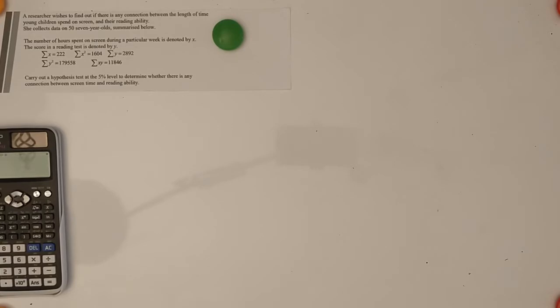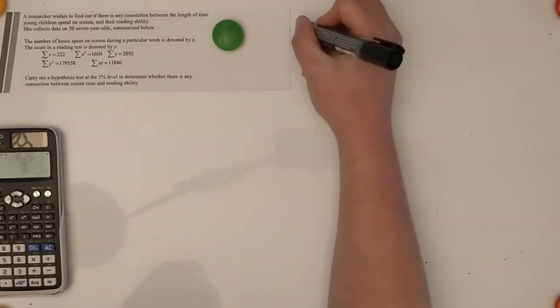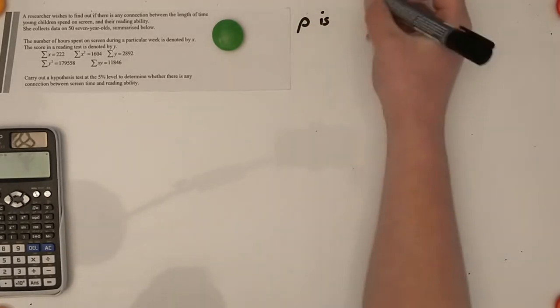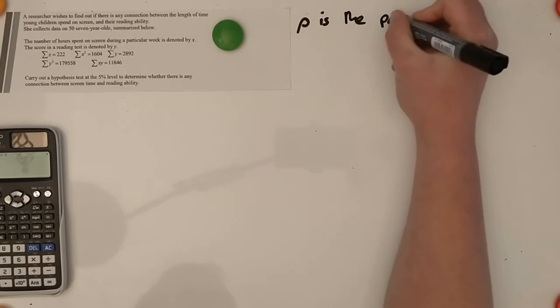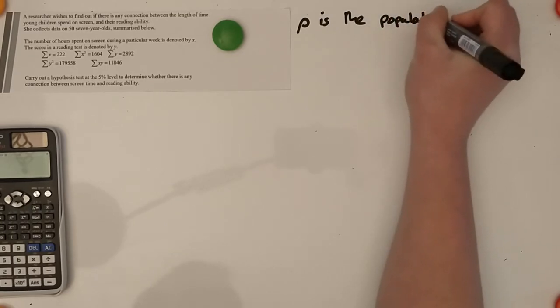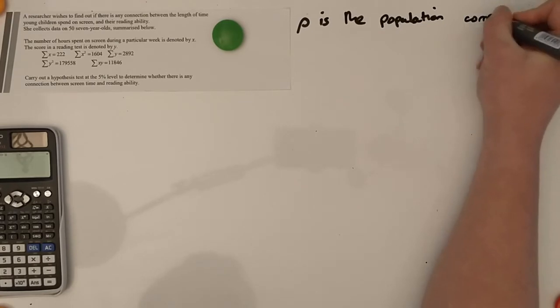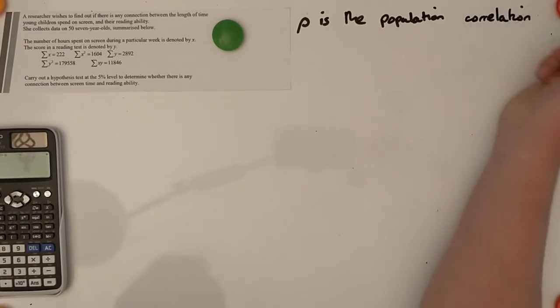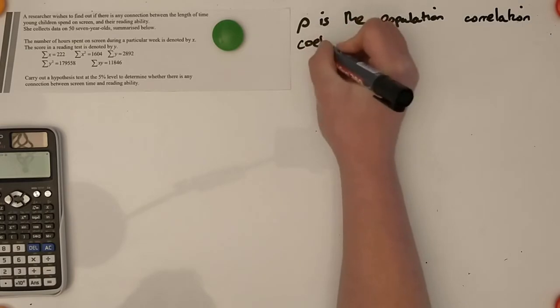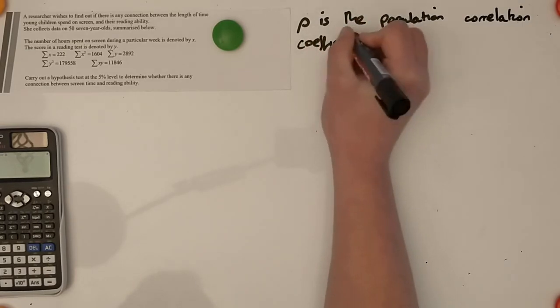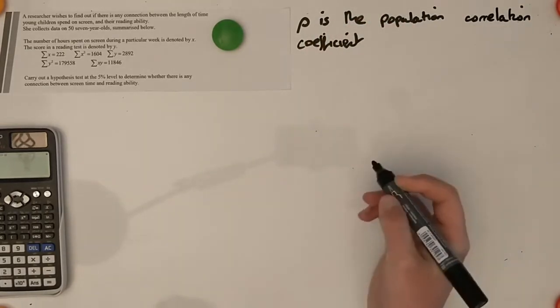So we've got the summary stats. Carry out a hypothesis test at a 5% level to determine whether there is any connection between screen time and reading ability. So the first thing we need to write is our hypotheses. But before we do that, we need to state what rho is. So rho is the population correlation coefficient.